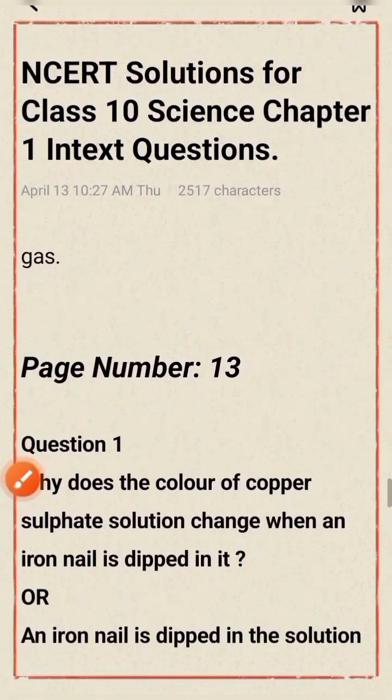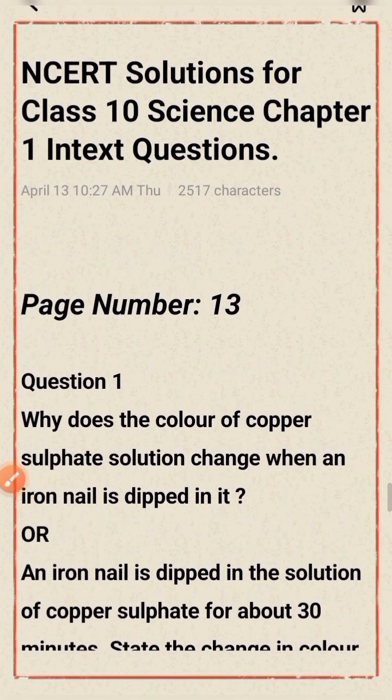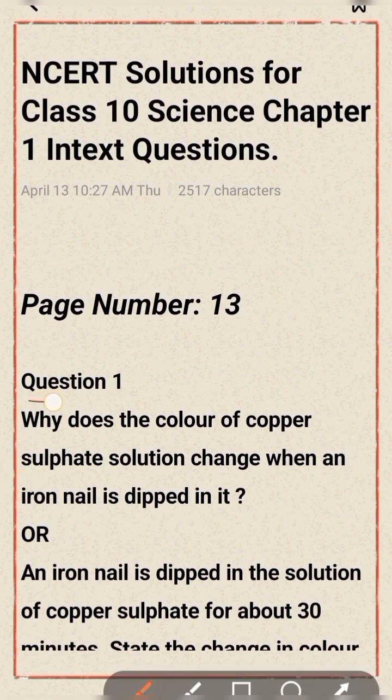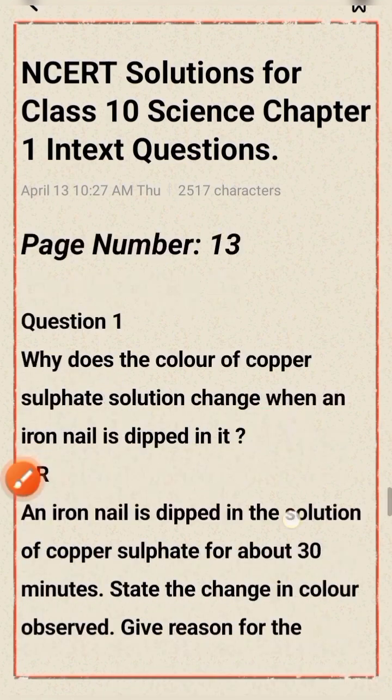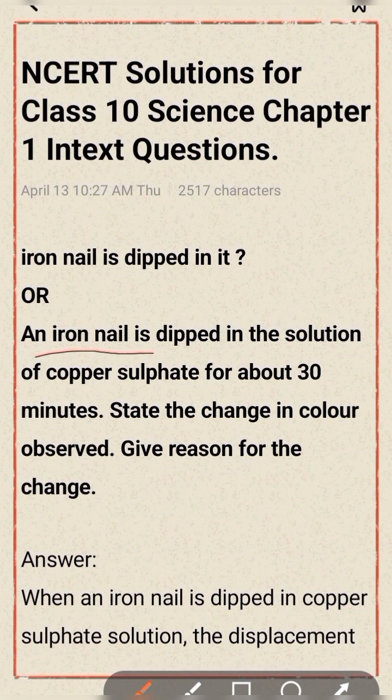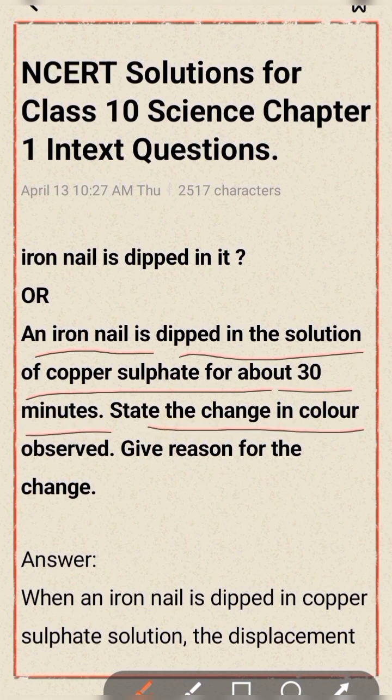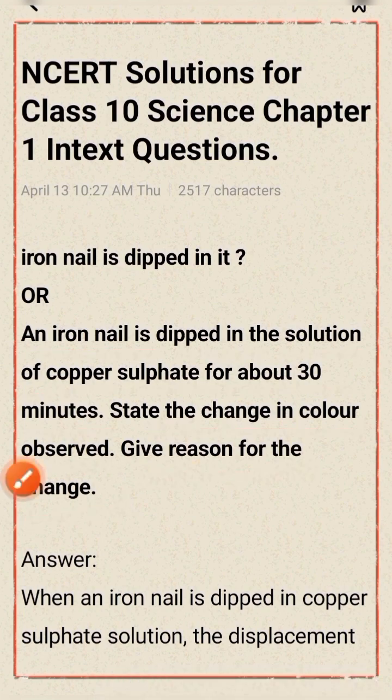Okay, next question number 1, but page number 13. Question number 1. Why does the color of copper sulfate solution change when an iron nail is dropped in it? Or a similar question: an iron nail is dropped in a solution of copper sulfate for about 30 minutes. State the change in color observed. Give the reason for the change. Explain this question.